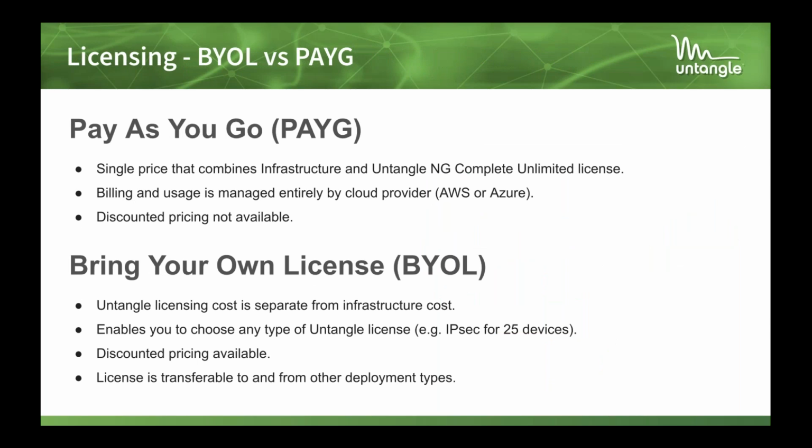So now we'll cover the difference between bring your own license and pay as you go. Those are the two licensing options in public cloud. With pay as you go, it's a single price, and that combines both your infrastructure cost as well as the NG Firewall licensing cost, which with pay as you go is an NG Complete Unlimited license. So it's kind of an attractive option from that standpoint, and it's somewhat easier to manage because the billing and the usage is done and managed entirely by the cloud provider.